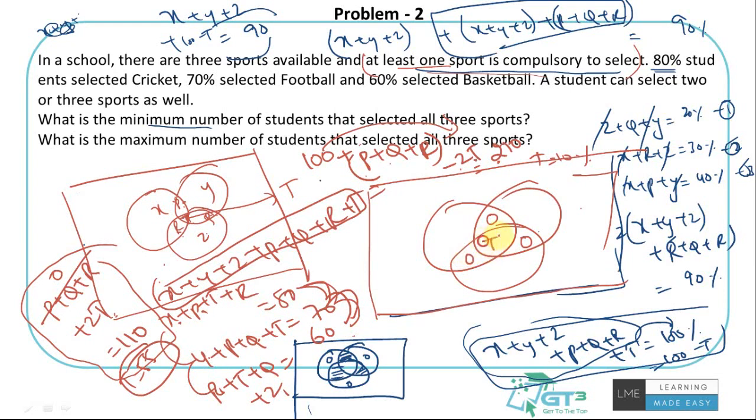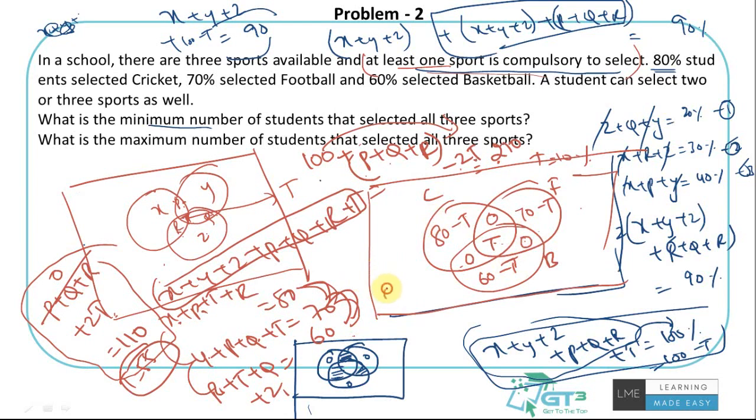So let me call this t, okay? That's the overlap of all 3 circles, the students who are playing all 3 sports. Playing exactly 2 sports: 0, 0 and 0. Cricket, football, basketball. If I know the entire cricket is 0, 0 and t, what will this be? I know cricket is played by 80%, right? So 80 minus t. 80 minus t plus t makes the circle 80. Similarly, if this is t, this must be 70 minus t and this must be 60 minus t.